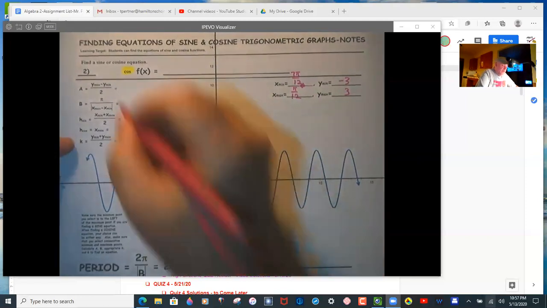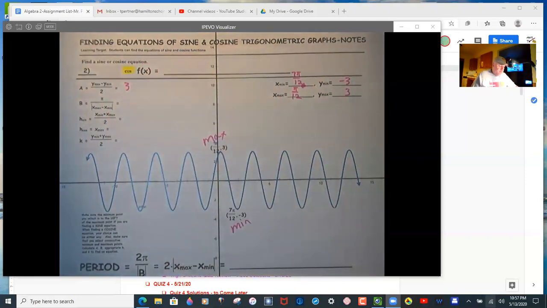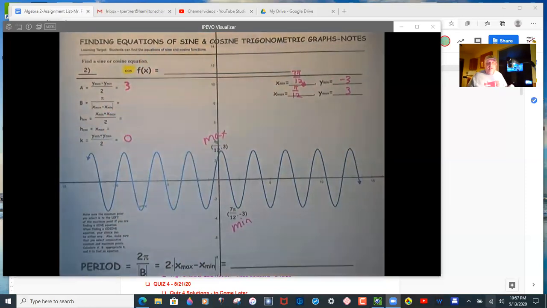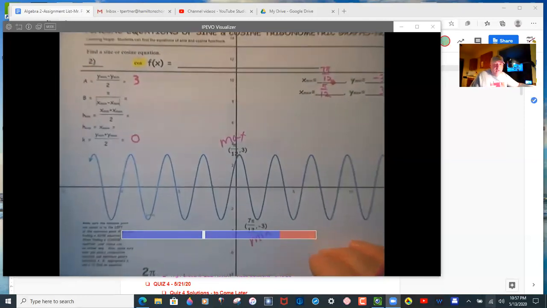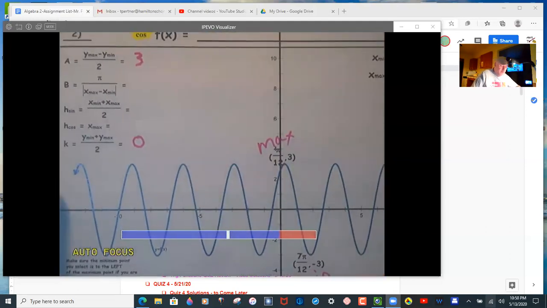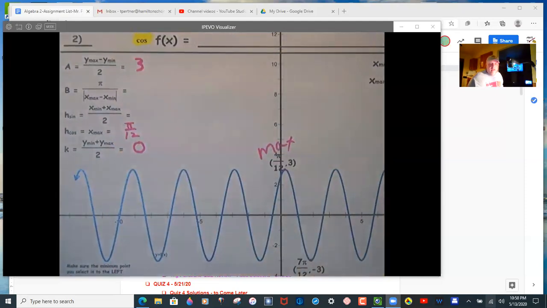Okay, and then you can go and calculate these. You can see that this is going to be 3, and you can see that the midline is k. The a and the k are easy. What's the amplitude? What's the height? 3. Where's the midline? Through 0. It's the b and the h. Actually, h with cosine is going to be easy. H for cosine equals the x value at the max. So this is pi over 12. Done. You just pick it. That's it.